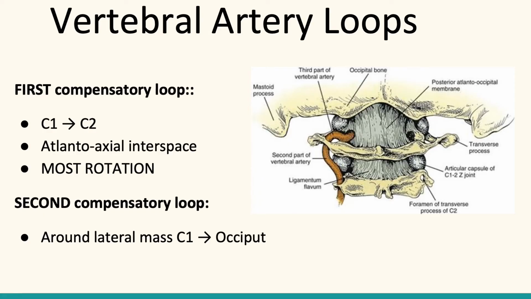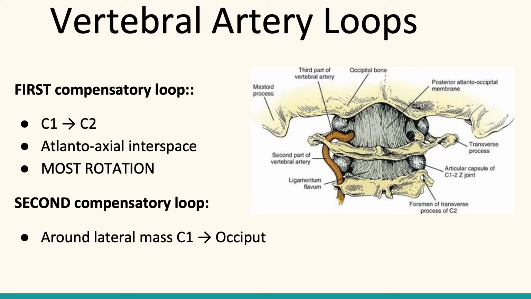Compensatory loops are also heavily tested, so this is very much worth knowing. Again, thinking of the path of blood, the first is going to be the first loop that the blood hits on its path from the heart to the brain, so it makes sense that it's a little bit lower down. And it's going to occur at C1 to C2. So remember, the range of motion at C1 and C2 is huge because we've got that pivot joint. So at that atlantoaxial interspace, we're going to have the first compensatory loop, and it is very long.